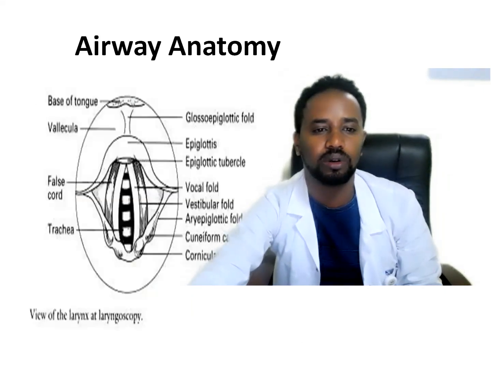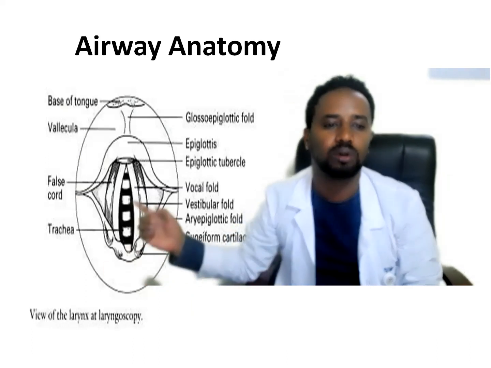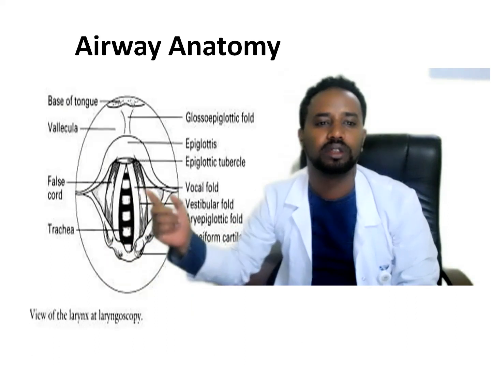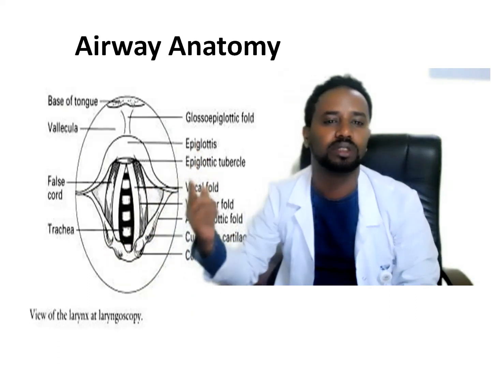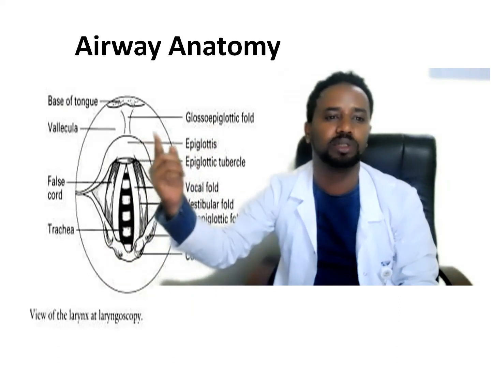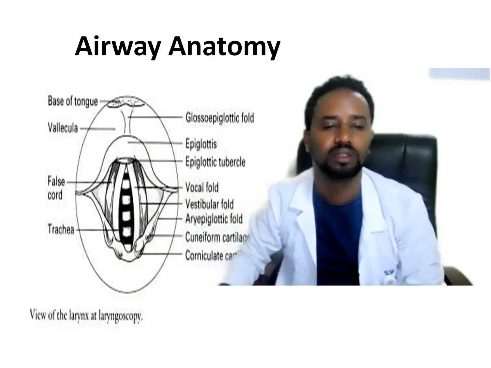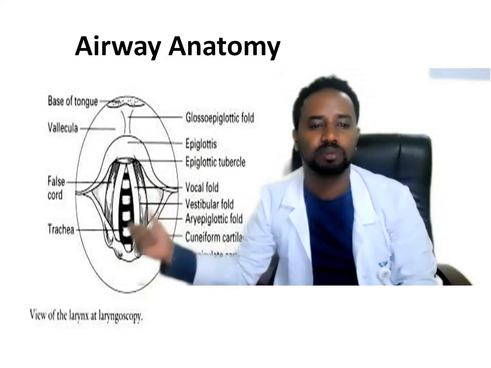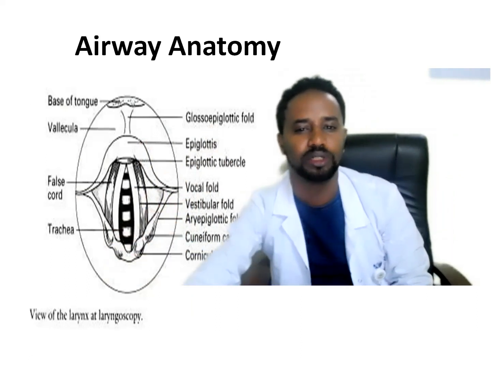When you go lower down, near the vocal cord, here is the vocal cord, and approximately the epiglottis, the vallecula is visible. That is the space between the base of the tongue and the epiglottis. So these are the important structures, especially during intubation.